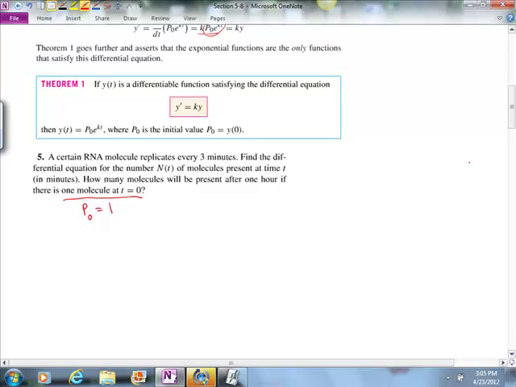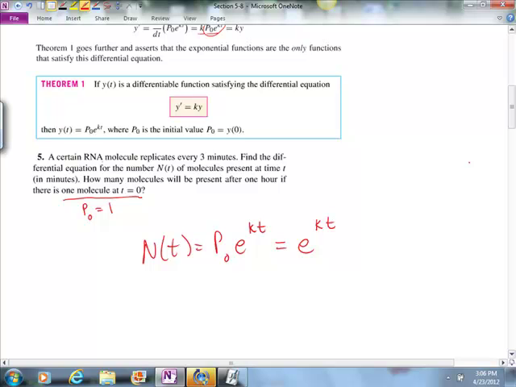So if we're looking for our equation, here we know that n of t is equal to P naught e to the kt, and we know that P naught is 1. So the first step we have is we can say that n of t is equal to e to the kt. But we need to figure out what k is. So we have to think about what other information they gave us that will help us determine what k is. All right, well, let's think about that for a second.